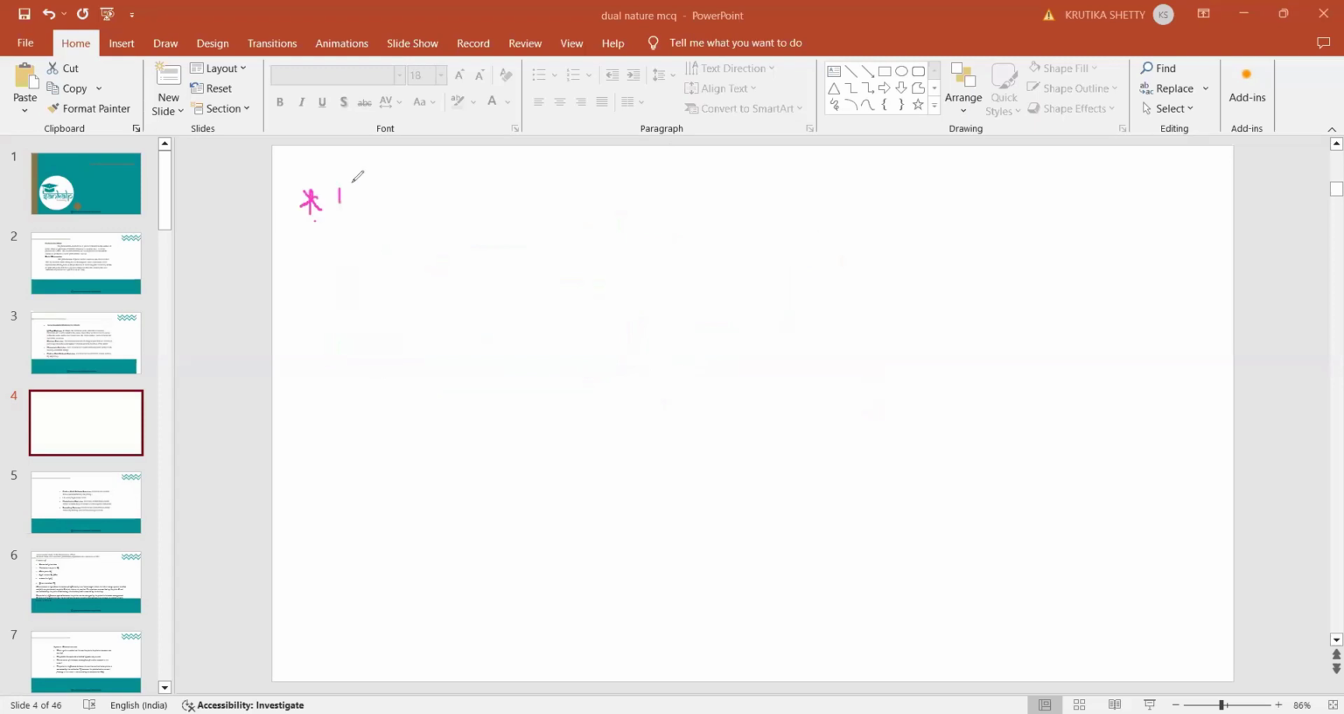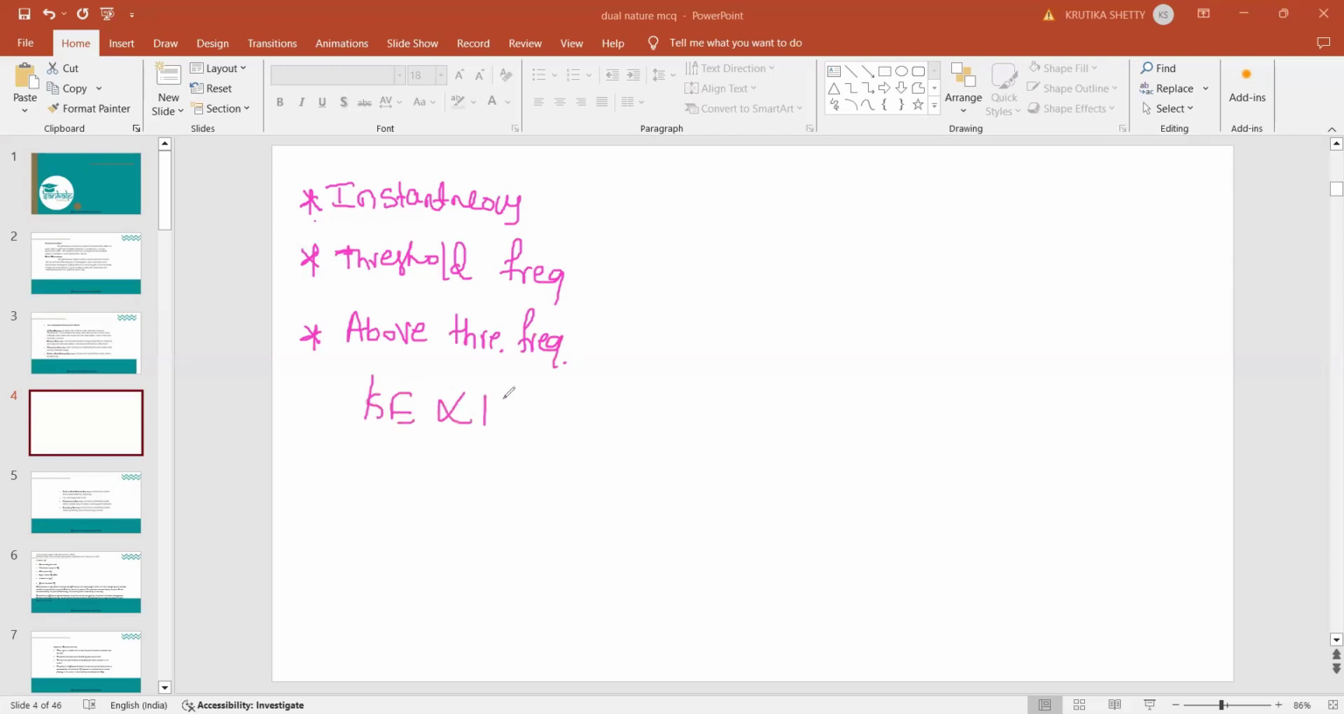The experimental results: we discussed that the photoelectric effect is an instantaneous process. The second experimental result: for the photoelectric effect, a minimum frequency is required, and the minimum frequency is called the threshold frequency. Then we discussed above the threshold frequency. Above the threshold frequency, the kinetic energy is directly proportional to the frequency.